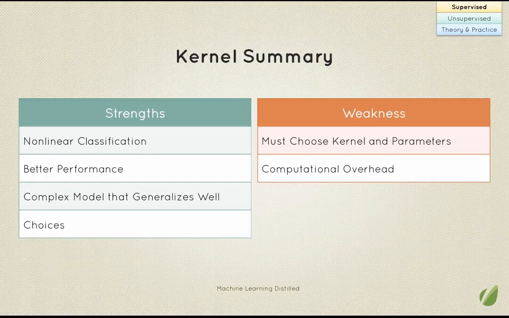So why should we use a kernel, where there are several strengths and really just a few weaknesses? The kernel allows us to do nonlinear classification, which generally provides better performance. The kernel is a complex model, but it still generalizes well. And lastly, we have several different choices for kernels so we can adapt and optimize to get the best performance for our data. In terms of weaknesses, we still have to choose the kernel and tweak the parameters to get the best performance, and that's a pain. Also, there is the computational overhead of going to that higher dimensional space. We have to compute that kernel function many times.